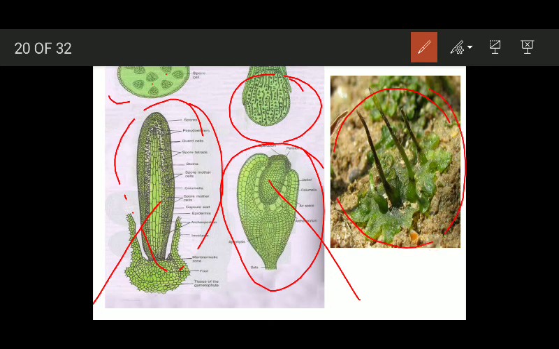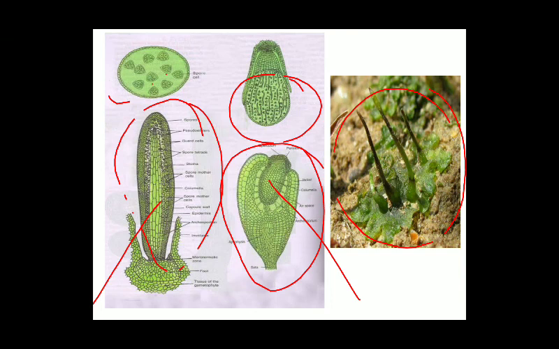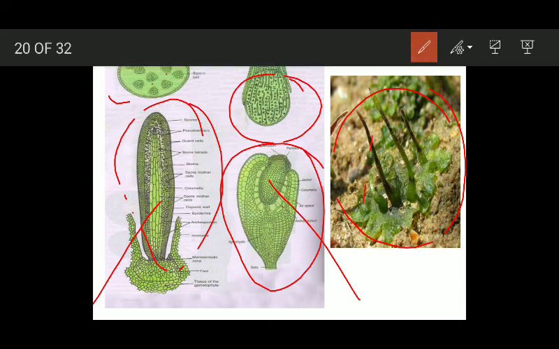One important point you will remember here is that in case of Anthoceras, the sporophytes are just like horns. That is why they are known as hornworts. You can see in the image, these are the sporophytes of Anthoceras, and because of their horn-like appearance, this group of bryophytes is known as Anthocerotopsida. Okay, hornworts, Anthocerotopsida.